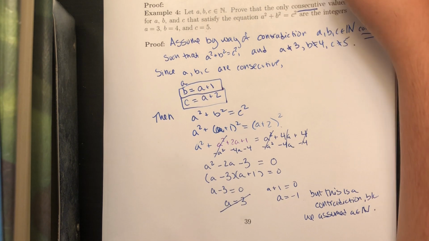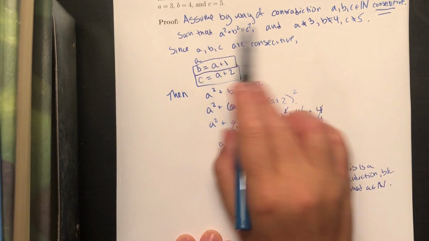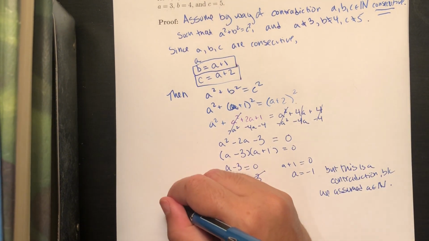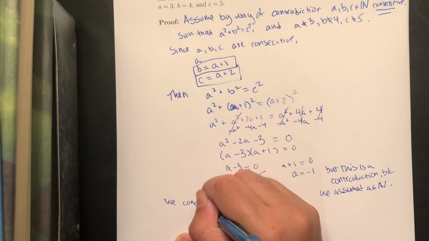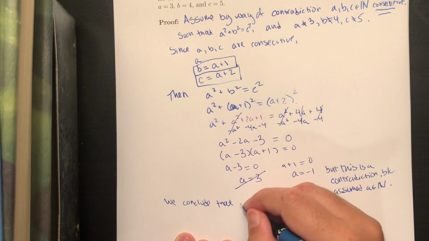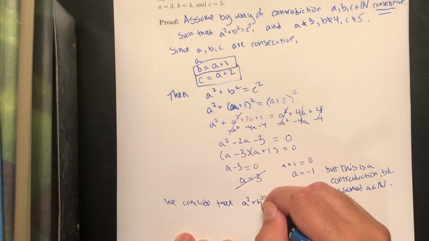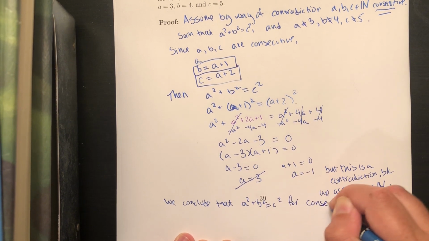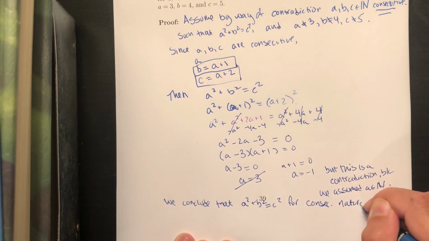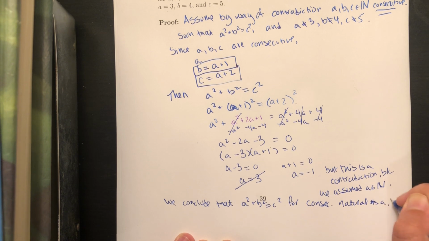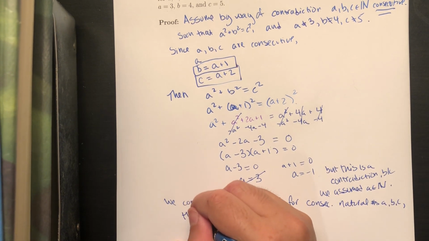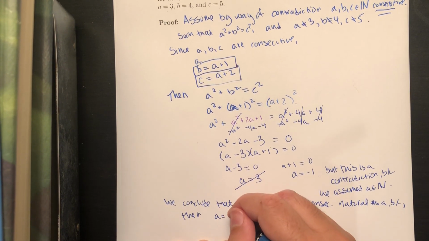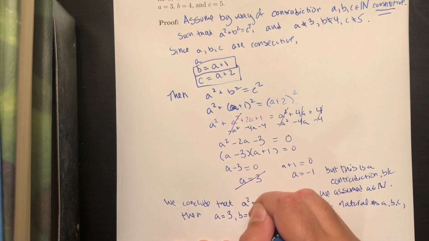So that means, since our original assumption must be incorrect, we conclude that if a squared plus b squared equals c squared for consecutive natural numbers a, b, and c, then it must be the case that a is 3, b is 4, and c is 5.